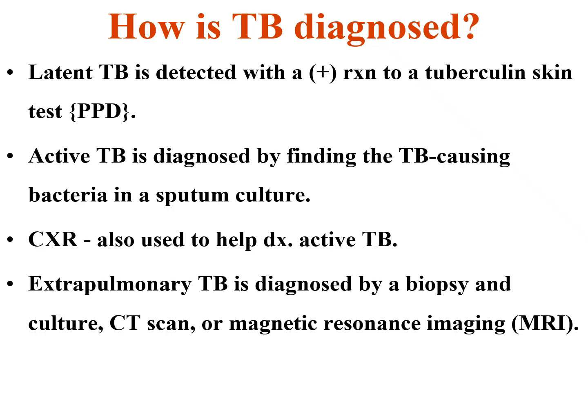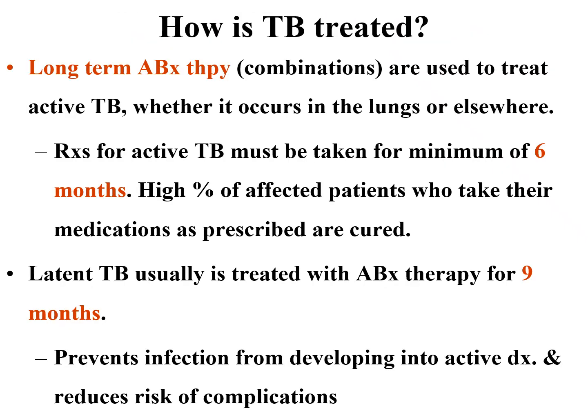A chest x-ray can also be used to help diagnose active TB, and extrapulmonary TB is usually diagnosed by not only a biopsy, but also a culture and diagnostic imaging like CAT scans or an MRI. Now, TB is treated with long-term antibiotic therapy, usually combinations of therapies which are used to treat active TB, whether it occurs in the lungs or elsewhere.